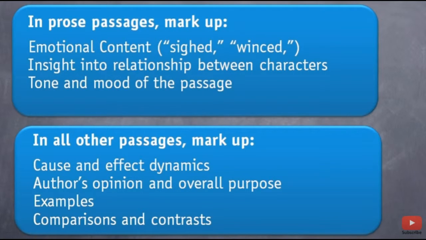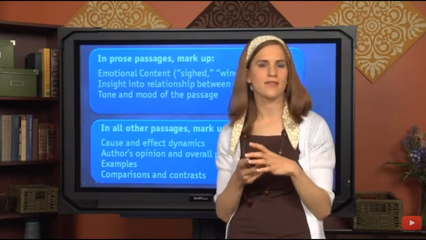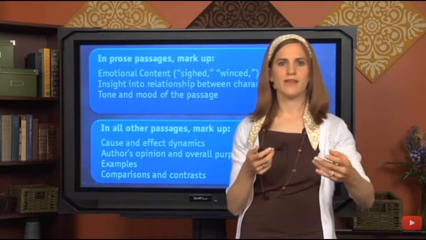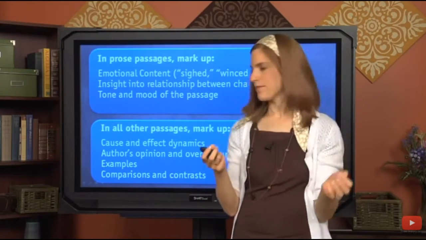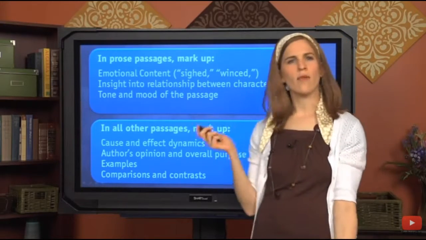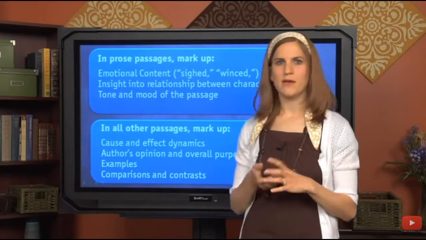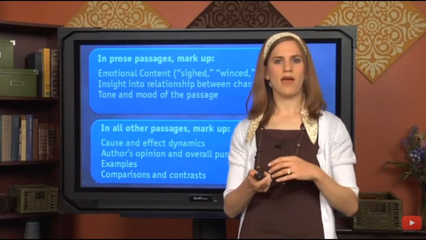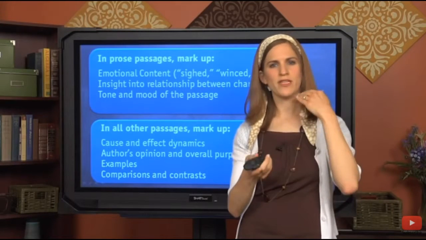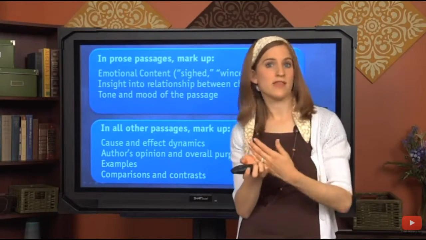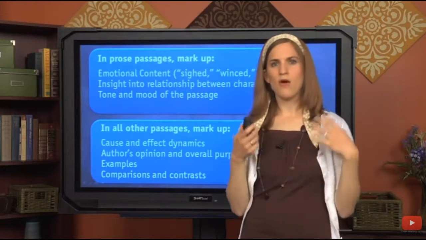And the other three passages, you're going to look for these things. First, cause and effect dynamics. The ACT loves to ask about things causing other things. So if you see, you know, something happens and later along the line, it causes something else to occur, mark it up. Author's opinion and overall purpose. Remember, we talked about main idea, really important. So when you see something like, this was my mission, or sometimes it's a little more subtle, it'll just be a really strong sentence, maybe the first sentence of the paragraph, and you know that everything else is following from that sentence. Mark it up.